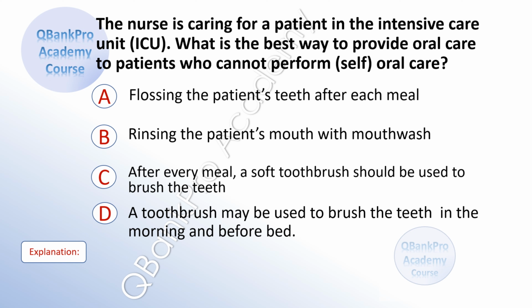The nurse is caring for a patient in the intensive care unit, ICU. What is the best way to provide oral care to patients who cannot perform self-oral care? A. Flossing the patient's teeth after each meal. B. Rinsing the patient's mouth with mouthwash. C. After every meal, a soft toothbrush should be used to brush the teeth. D. A toothbrush may be used to brush the teeth in the morning and before bed.